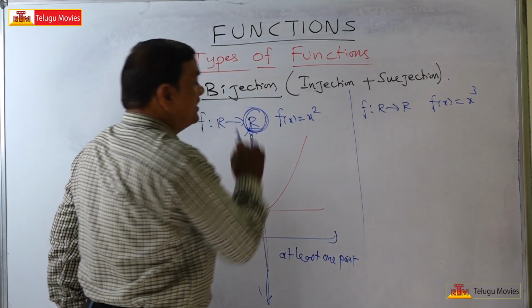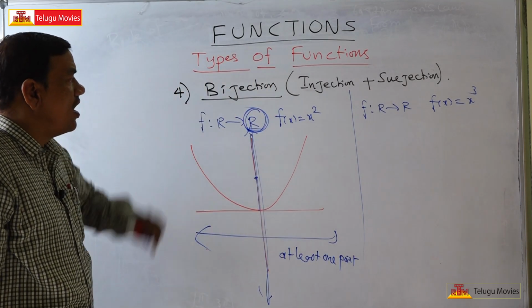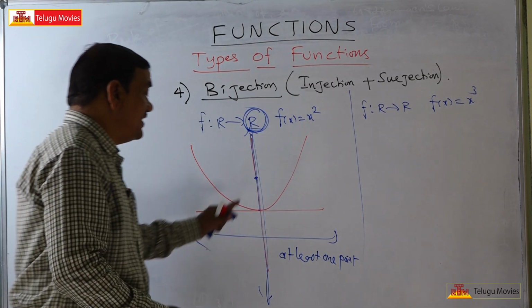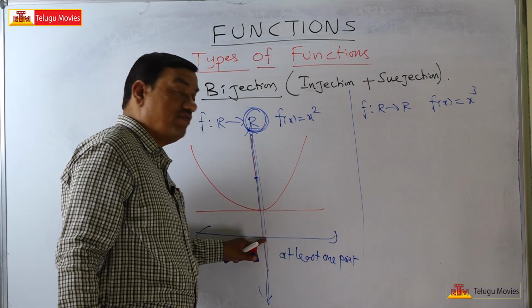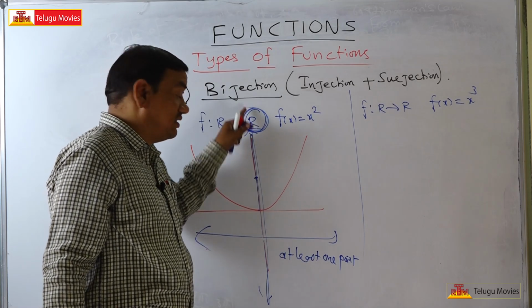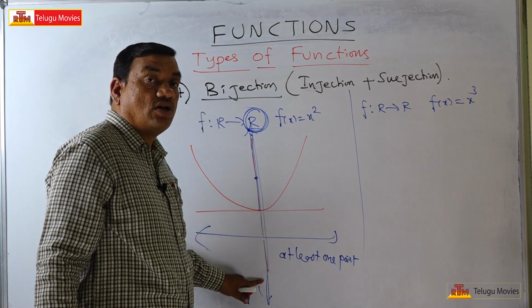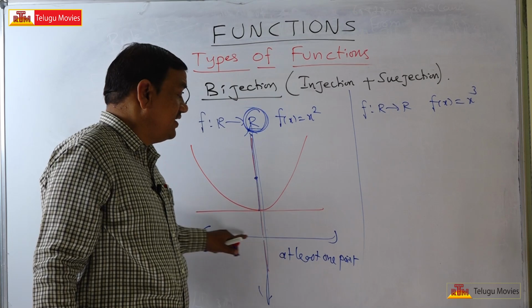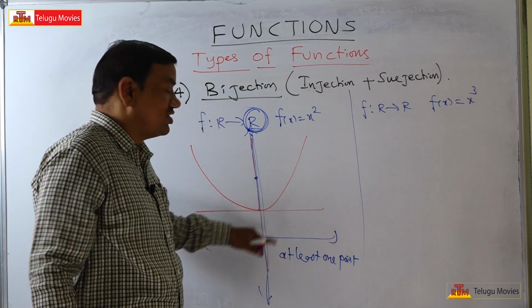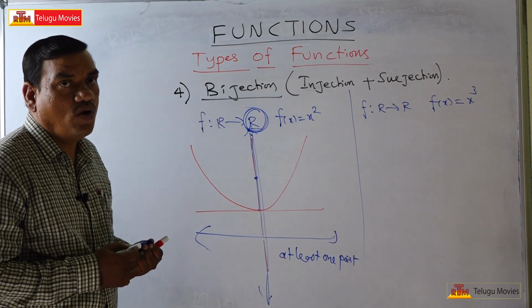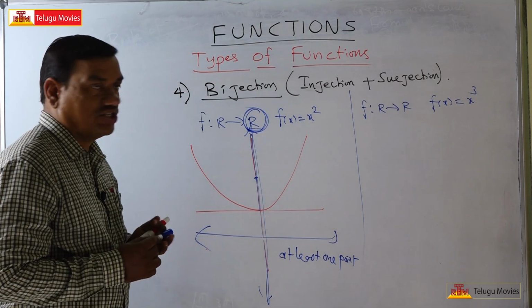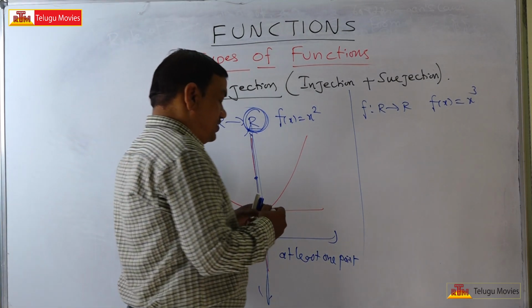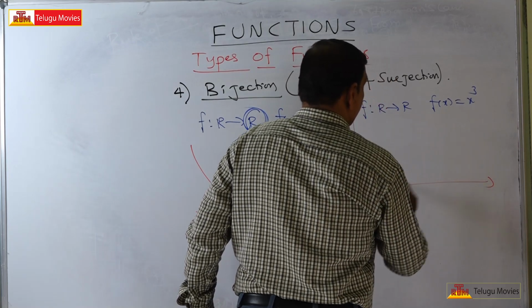At least one point, then we say that it is a bijection. But here it is not intersecting. Now I am taking the y value here. Why? Because the codomain is R, that means negative y values are also there. If I have taken negative values and you draw a horizontal line, it is not at all intersecting, therefore it is not a bijection.